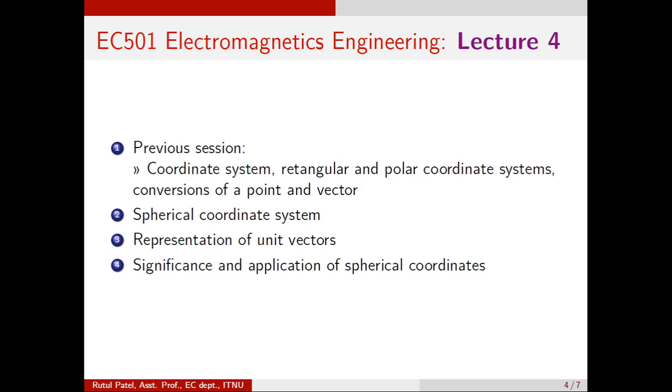How can we assign direction to the different coordinates of the spherical system? That will be assigned with the unit vectors. So we see the unit vector representation, not only representing it, but also converting it to xyz or rho phi z coordinates too. So that is the conversion of given coordinates from spherical to other coordinates.